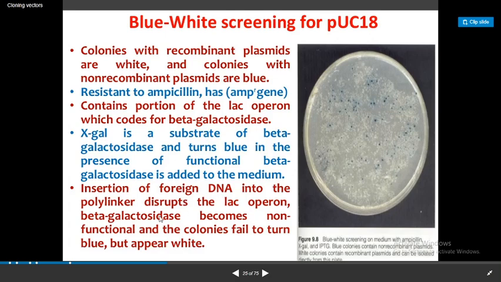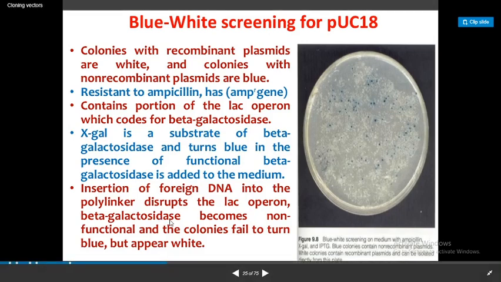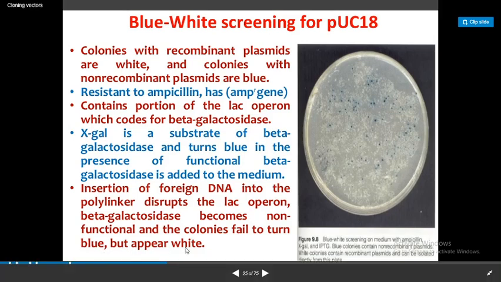Beta galactosidase is not produced because the insertion causes inactivation of the gene. Like a foreign particle entering our body makes us very sick, similarly a foreign DNA entering the beta galactosidase gene makes its function stop. So it becomes non-functional, which means it becomes recombinant. So it appears white. Recombinant is white and blue means it is non-recombinant.